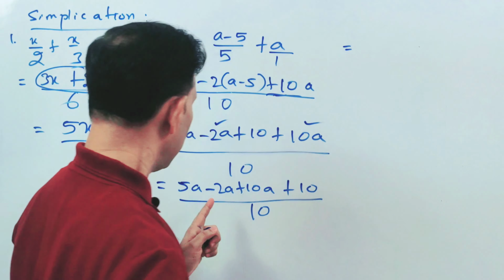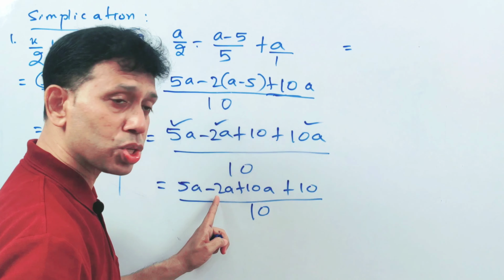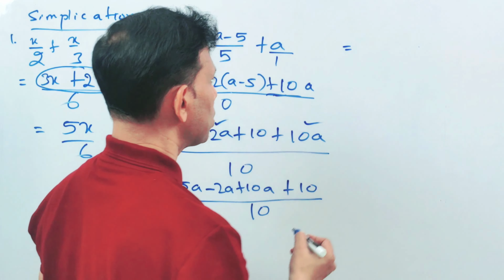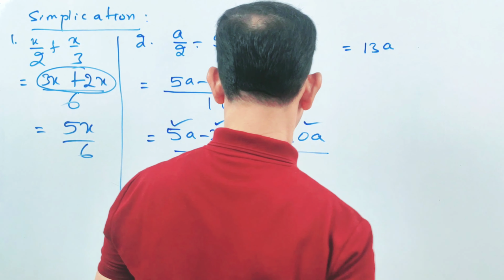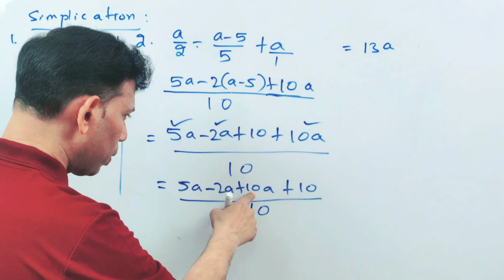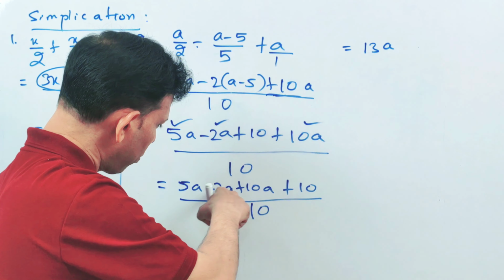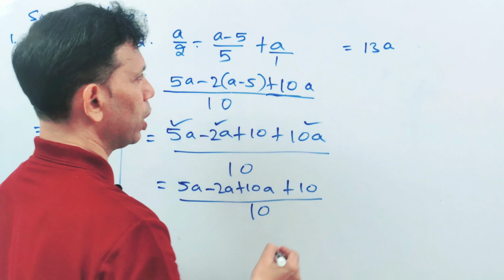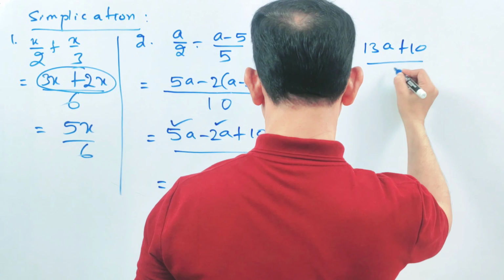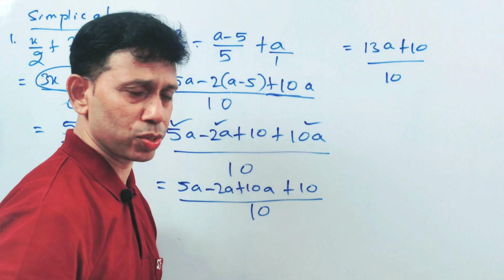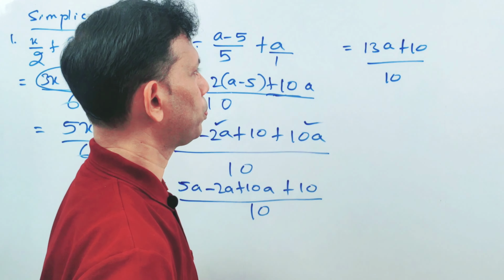So 5a minus 2a will be how much? 3a. 3a plus 10a is 13a, right? Or you can do 5 plus 10, 15a, minus 2a, 13a. Any way you can do it. Plus 10 divided by 10. This will be the final answer.